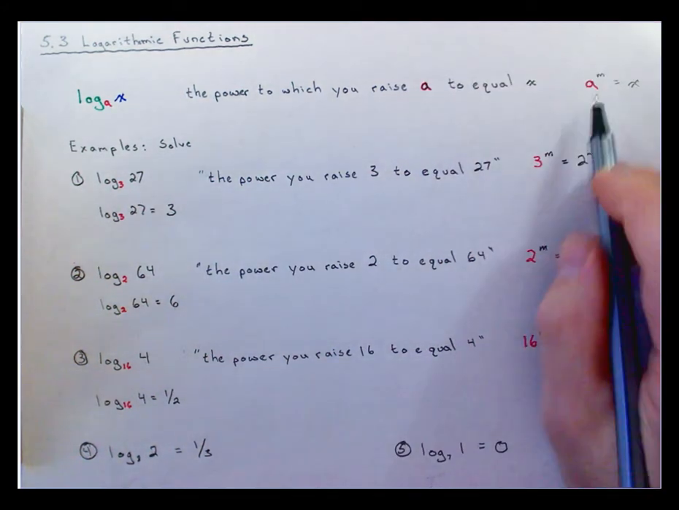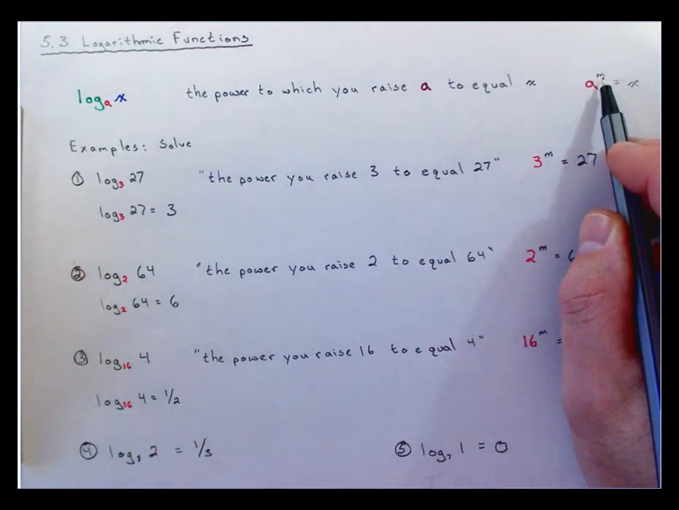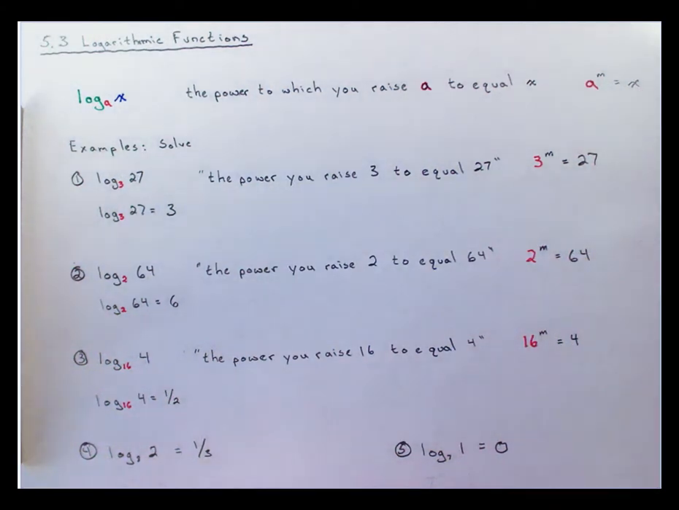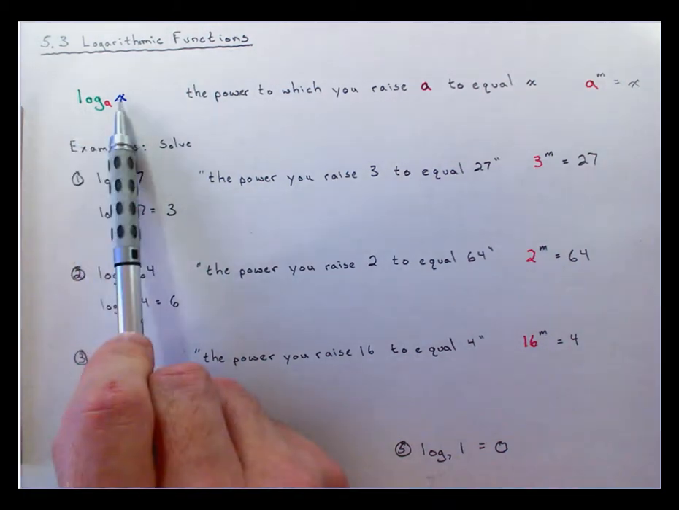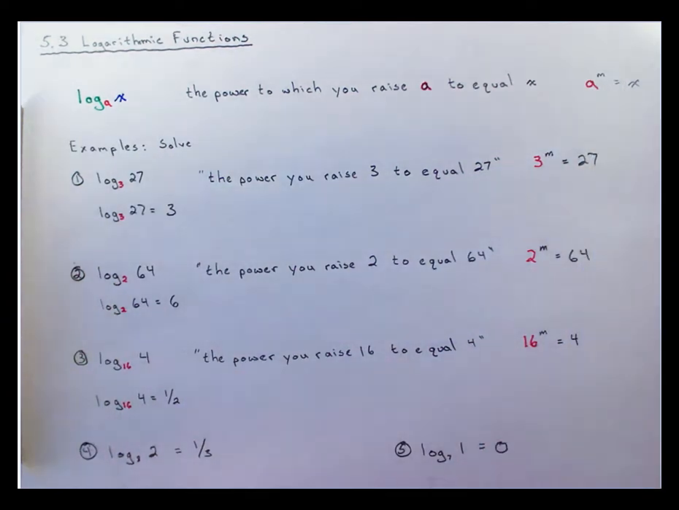And what that simply means is a to the m, some power. I don't know what it is. So a to the mth power equals x. And that's what we're doing. We need to take this log function and rewrite it as an exponential function and then be able to solve. So I have some examples here.